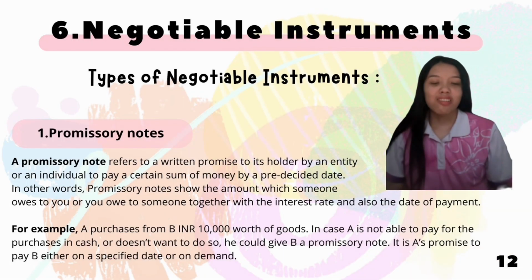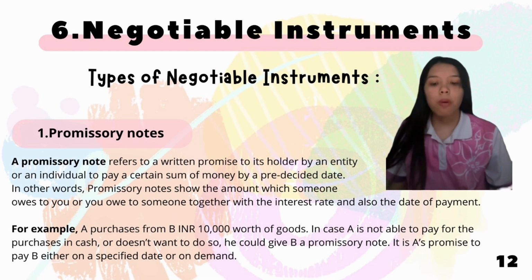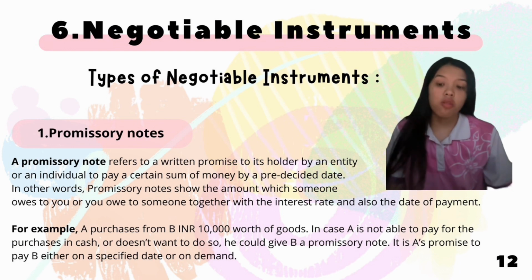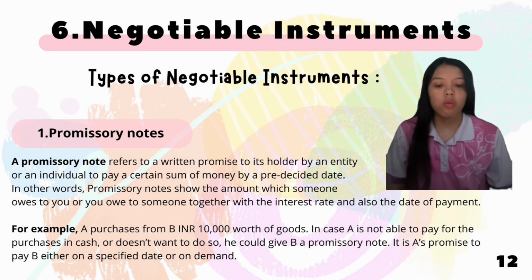6. Negotiable instruments. Types of negotiable instruments. 1. Promissory notes. A promissory note refers to a written promise to its holder by an entity or an individual to pay a certain sum of money by a pre-decided date. In other words, promissory notes show the amount which someone owes to you or you owe to someone, together with the interest rate and also the date of payment.